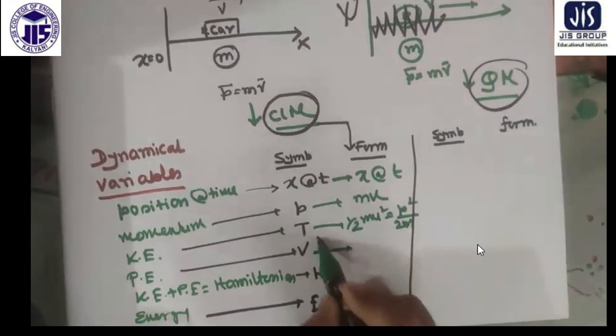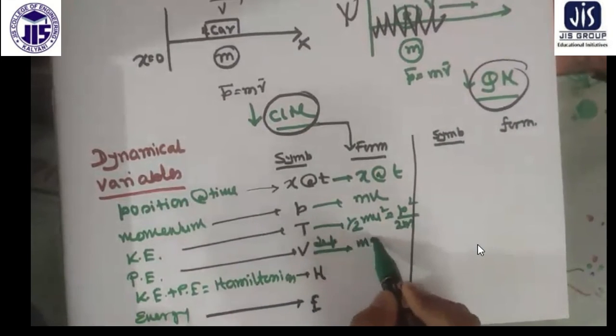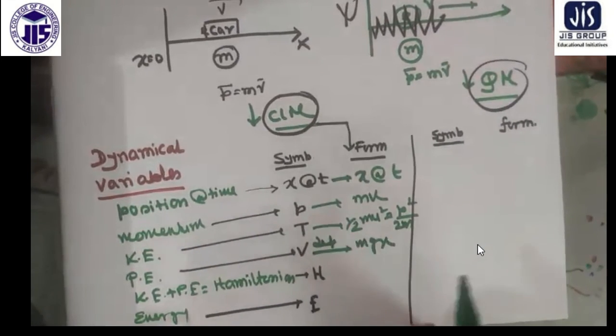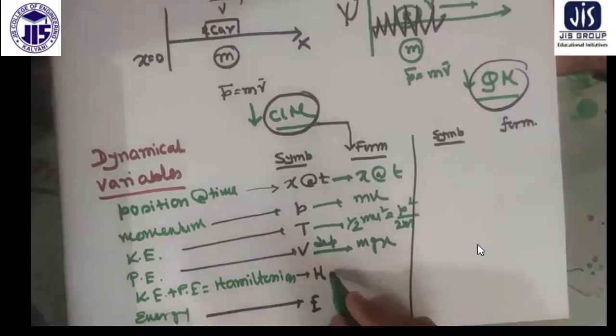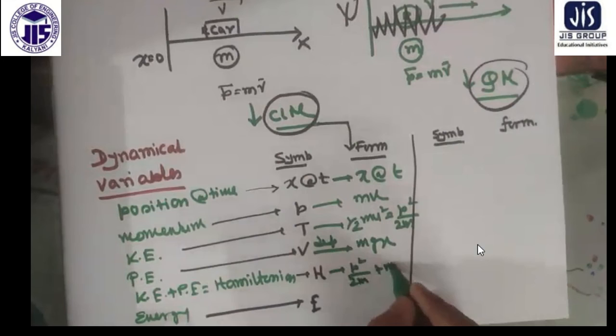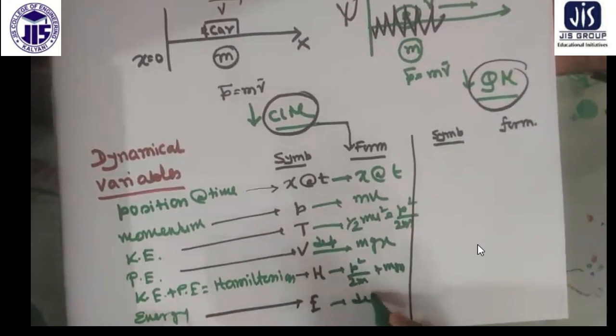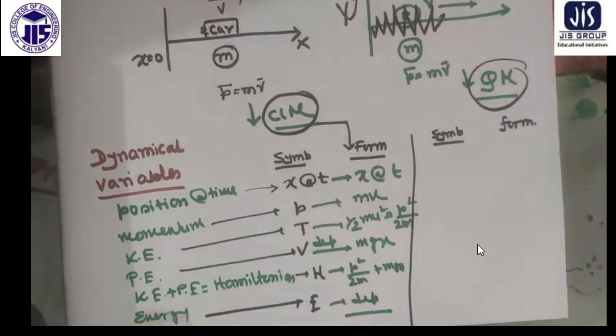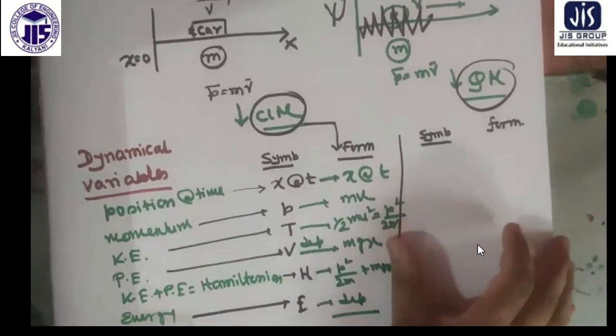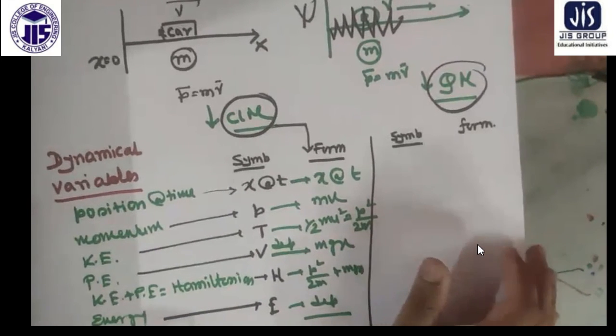Potential energy depends on the problem. For a gravitational problem, it will be like mgx. For a Coulombic potential, it will be like a 1 by r type of force. Hamiltonian is a summation of these two, p square by 2m plus mgx. And energy again depends on the problem. This is other than the mechanical energy. Suppose under an electric field, then it will take up that form. Okay, so now what would happen?